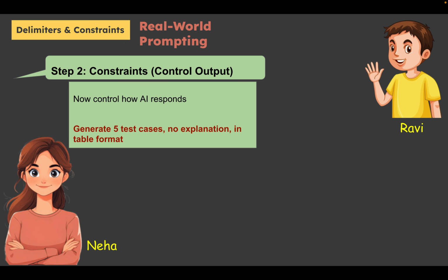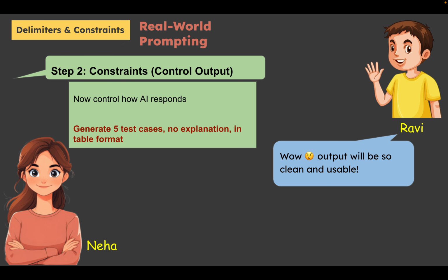So I'm controlling the output. I don't want more than 5, otherwise it can give me like 100 or 50 or whatever it thinks is okay. But now I am saying only 5 test cases and no explanation. I don't need any explanation and I want a table format. So it will again make the output very clear and usable.